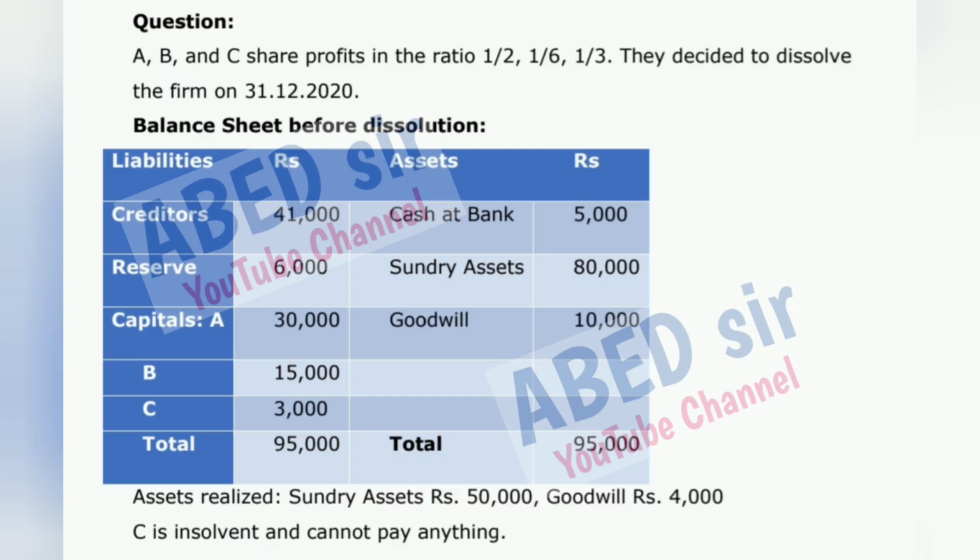Balance sheet before dissolution. Liabilities rupees, assets rupees. Creditors 41,000, cash at bank 5,000. Reserve 6,000, sundry assets 80,000. Capitals A 30,000, goodwill 10,000. B 15,000. C 3,000. Total 95,000. Assets realized, sundry assets 50,000 rupees, goodwill 4,000 rupees. C is insolvent and cannot pay anything.